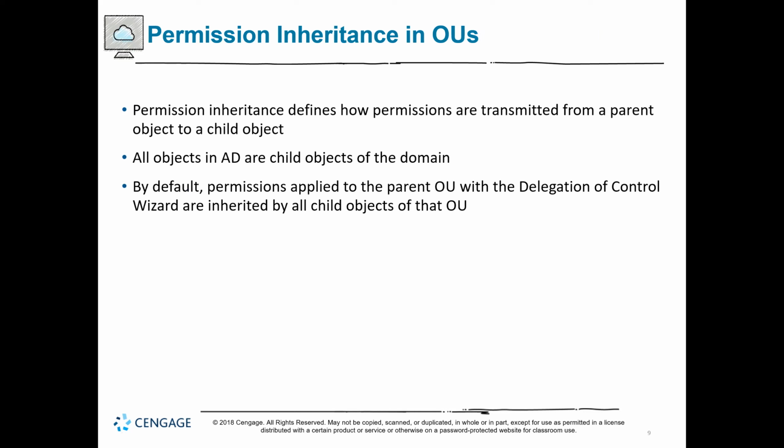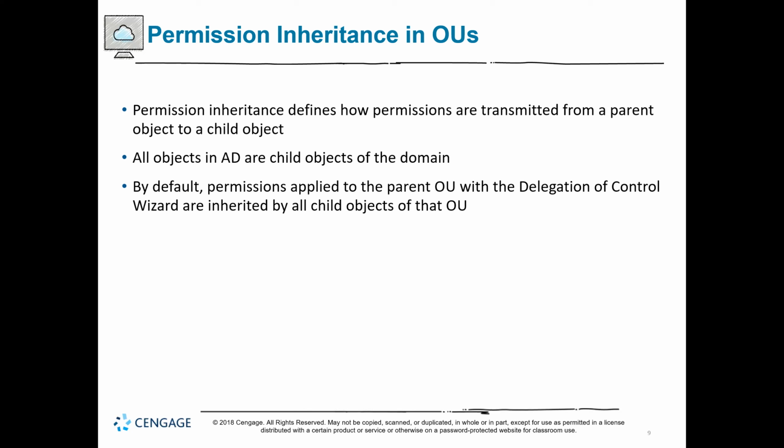Permission inheritance in OUs. Permission inheritance defines how permissions are transmitted from parent object to child objects. All objects in Active Directory are child objects of the domain. By default, permissions applied to the parent OU with the delegation of control wizard are inherited by all child objects of that OU. That is something I suggest you try to remember.